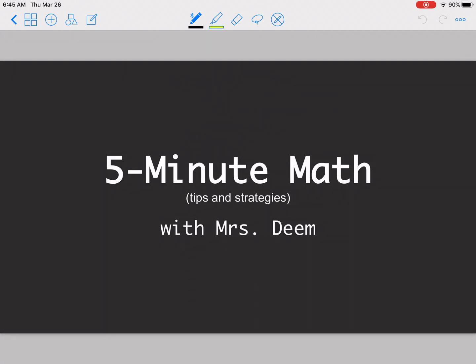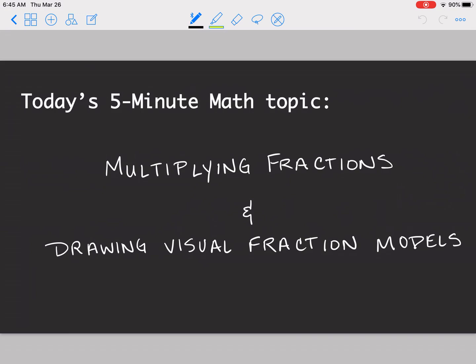Welcome to 5-Minute Math with Mrs. Dean. Today's 5-minute math topic: multiplying fractions and drawing visual fraction models.